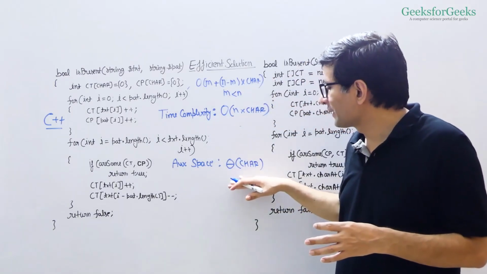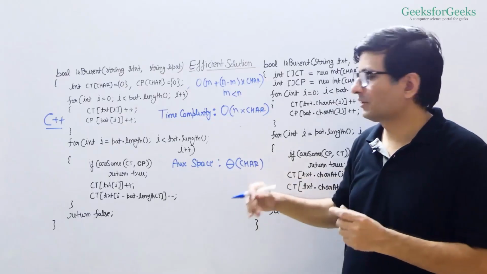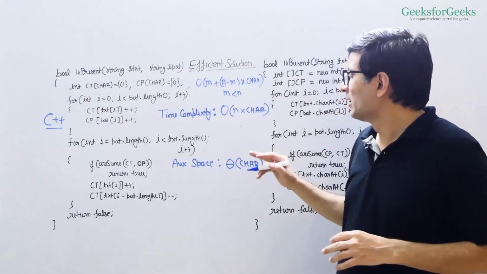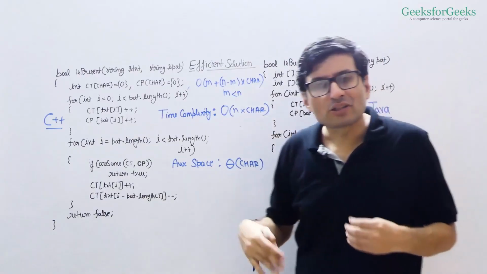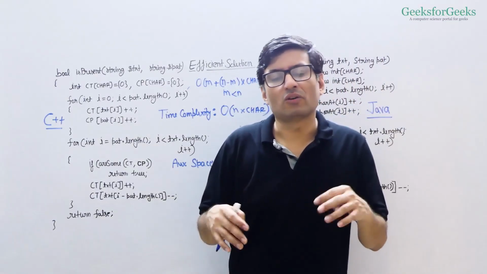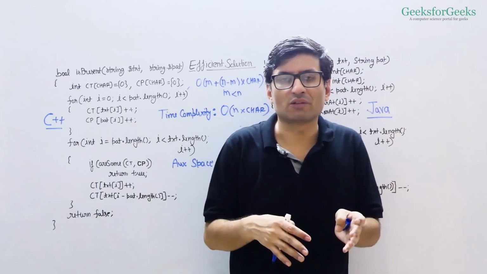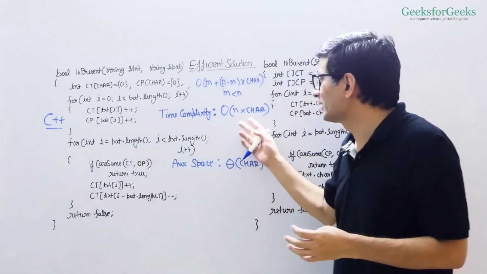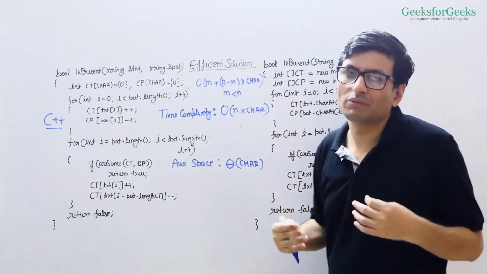Auxiliary space it requires is big O, theta of char, because there are two arrays of size char characters. Now if we consider char as a constant, considering all the ASCII values or only lowercase alphabets or uppercase alphabets, then you can say its time complexity is linear and auxiliary space is big O of 1 or theta 1.